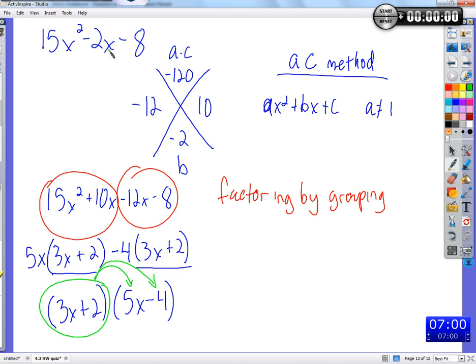And trust me, when the first coefficient and the constant have lots of factors, this is just way faster than yesterday. Michael? Just have my sheet. I will.